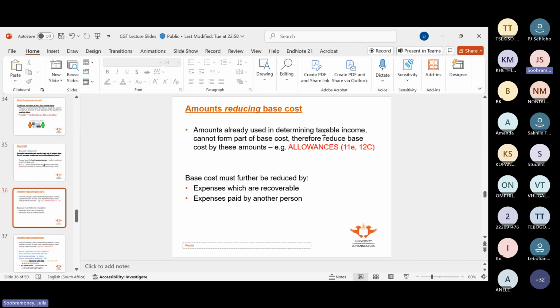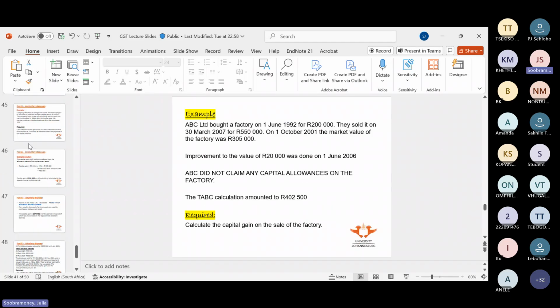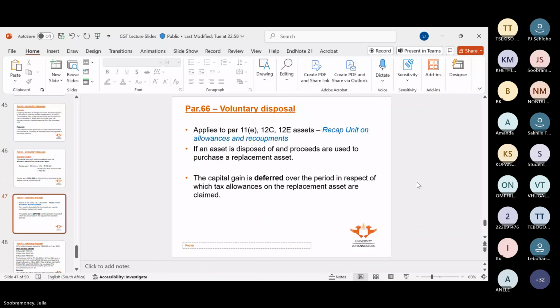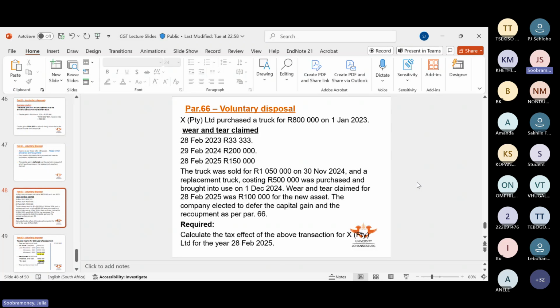Let's just go back to our slides here. All right, so voluntary disposal, I've already explained this: what is going to happen if I decide to sell or donate. At the end of the day, the tax is exactly the same. So let's have a look at a full-on question, including everything, including my recoupment, my allowances, and my CGT. It says calculate the tax effect of the above transaction for X Limited for the 28 Feb 2025 year of assessment.